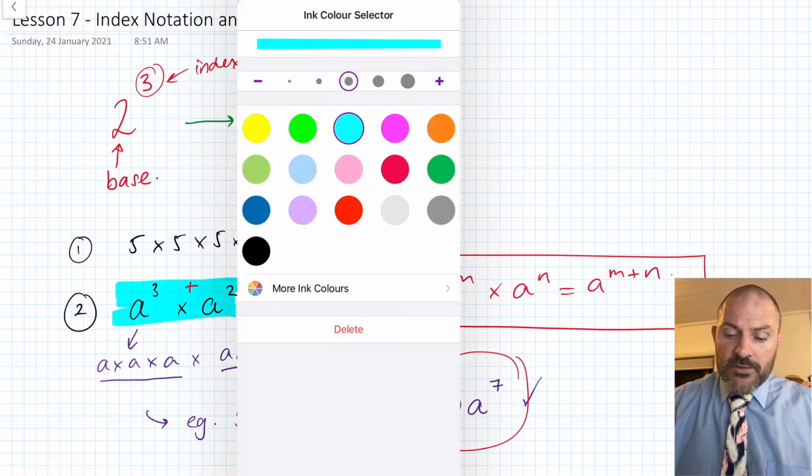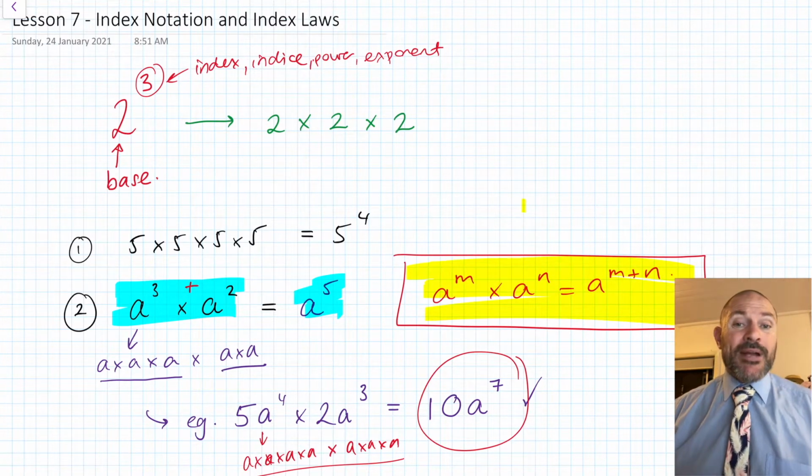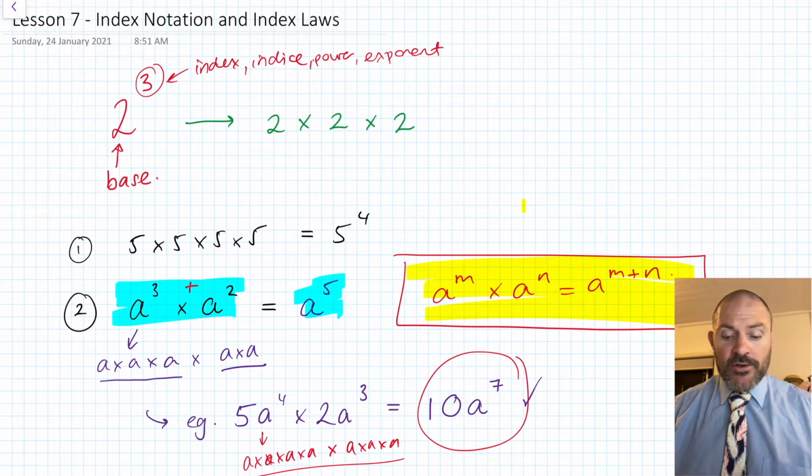So that's the first law. I'm going to put that in yellow. I want you to remember that in your books. That is something that you should have down as a law, as part of your notes.